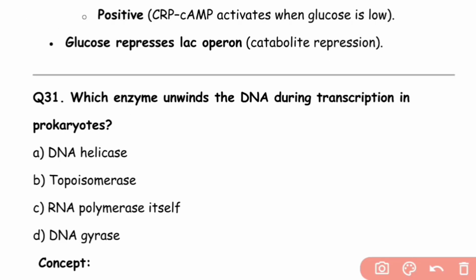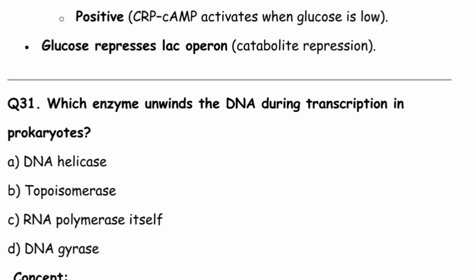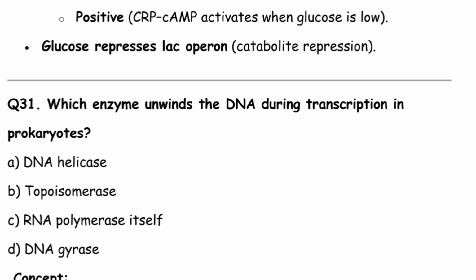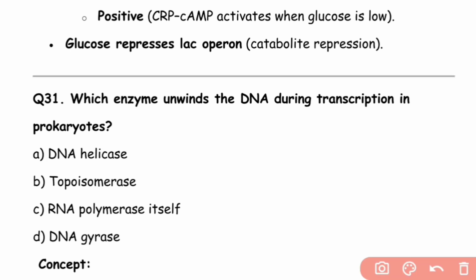Next question: which enzyme unwinds the DNA during transcription in prokaryotes? A. DNA helicase, B. Topoisomerase, C. RNA polymerase itself, or D. DNA gyrase. The correct answer is RNA polymerase itself. DNA helicase has its role in unwinding, but not during transcription. You are asked for during transcription. It has its role in unwinding DNA, but during replication. That is why this one is an incorrect option.